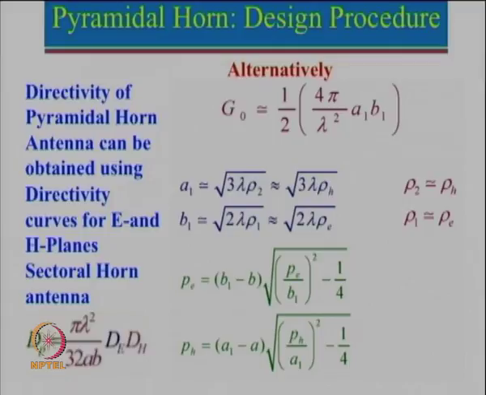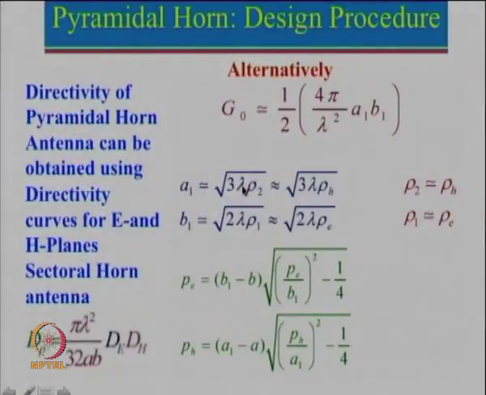And then we had seen the gain of the pyramidal horn antenna, which has been taken as this particular term, 4 pi area divided by lambda square, that is the normal directivity expression, and the area here is the aperture area, which is equal to a1 times b1. Efficiency has been taken equal to 0.5, and I want to mention that we will just look into the design given in this particular book of Balanis, but however we'll tell you what things can be done so that we can improve the efficiency to even 70% or 80%.